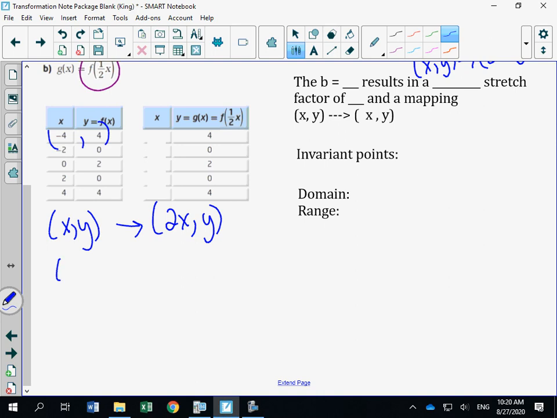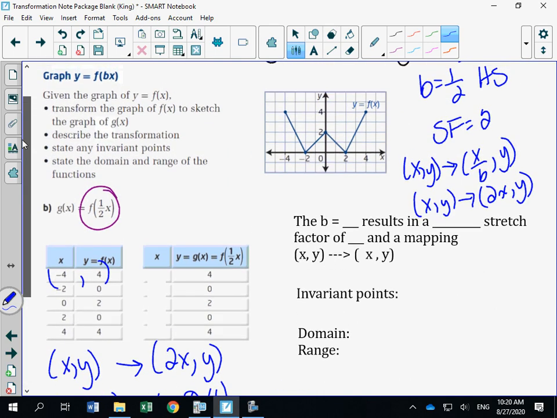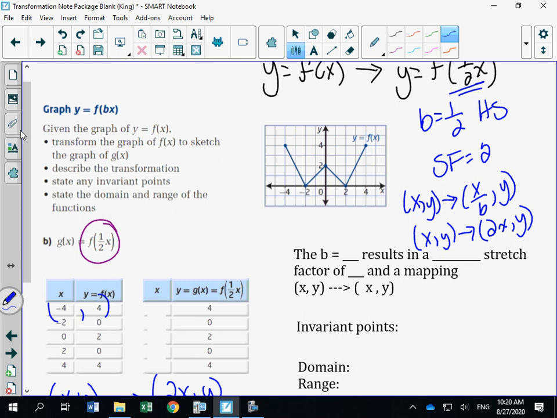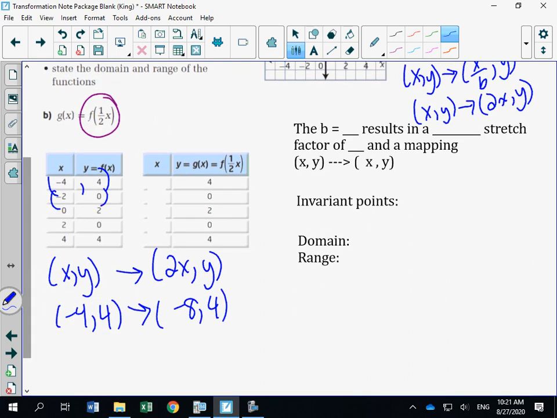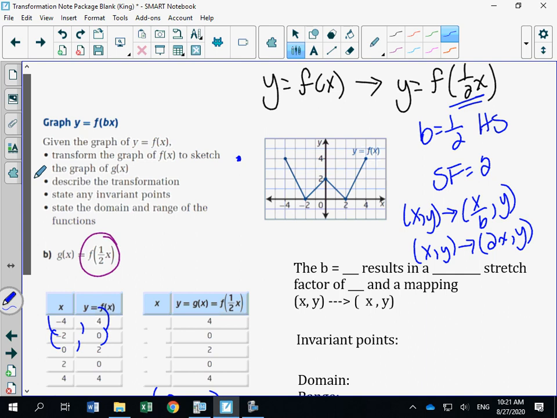Here's our points here. So -4, 4. When you multiply that x by 2 it goes to -8, 4. So my first point is -8, 4, 5, 6, 7, 8. So it's going to be out here. The second point on our diagram is -2, 0. Multiply the x coordinate of -2 by 2, and we get -4, 0. Right? So this point horizontally stretched out there.